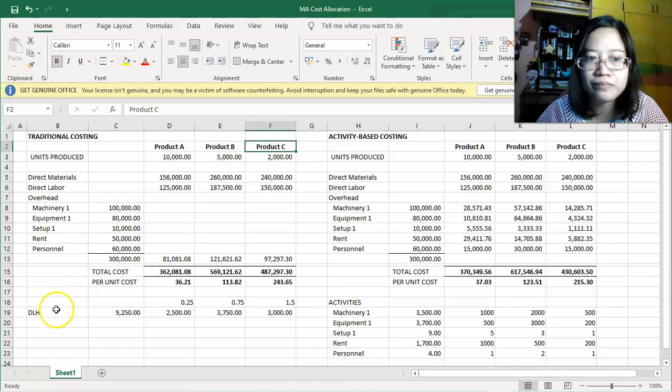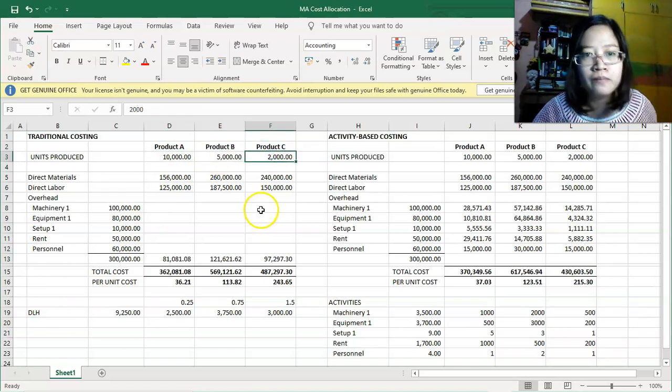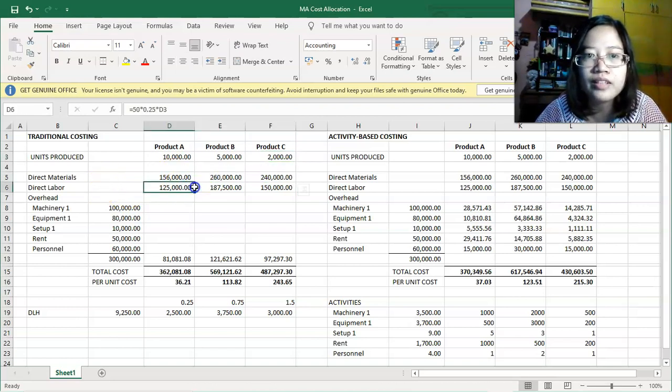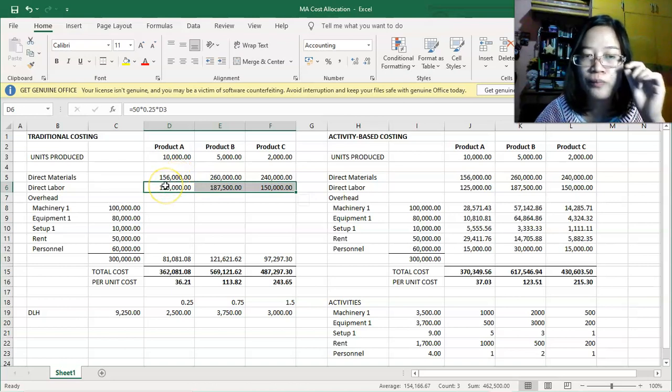Okay? For example, itong si product A, ang na-produce na units, 10,000 units. Product B, 5,000. Product C, 2,000. Tapos yung direct materials nila, ito, direct labor. Normally, itong direct materials, direct labor, there's no need to allocate this kasi nga ito ay direct, so it's properly identified on which product sila nagamit. Direct materials and direct labor.